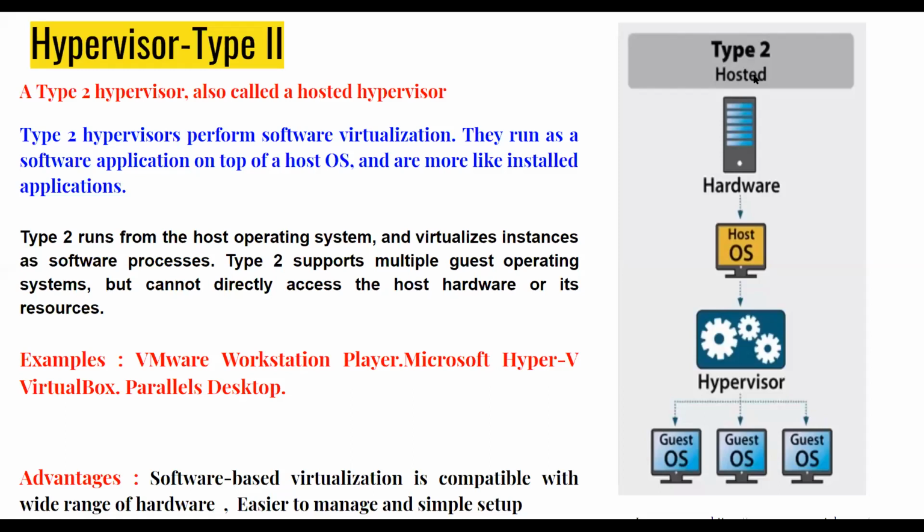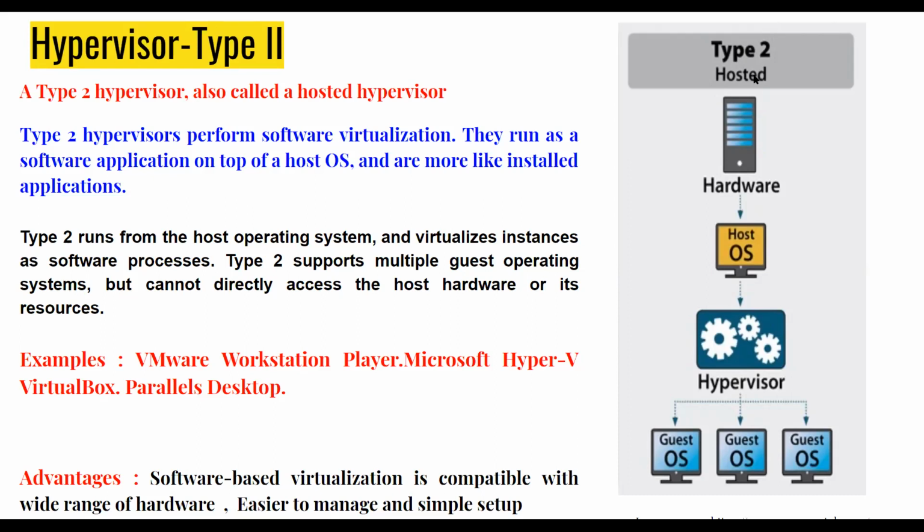So next we are moving to type 2 hypervisors. These are usually called hosted hypervisors. This type of hypervisor is used when you want to perform software virtualization. So type 1 can be used in the case of hardware virtualization, and type 2 can be used in the case of software virtualization. Here all your software applications are going to run on top of the host operating system, and all your installed applications are also going to run on top of your operating system. In type 2 hypervisors, it will be running from your host operating system, and it will virtualize all the software which you want to virtualize.